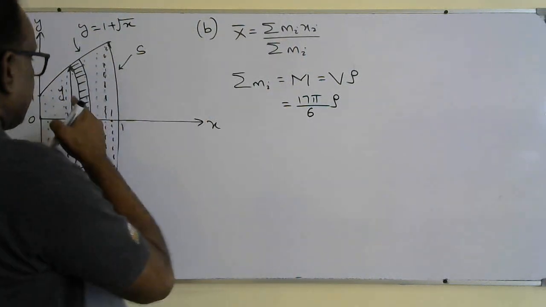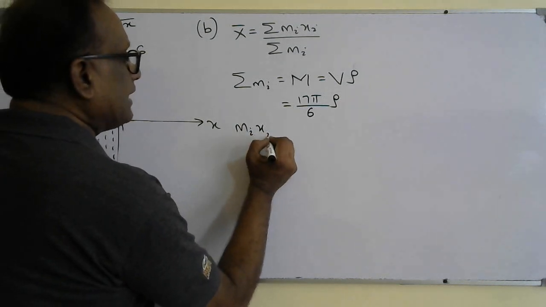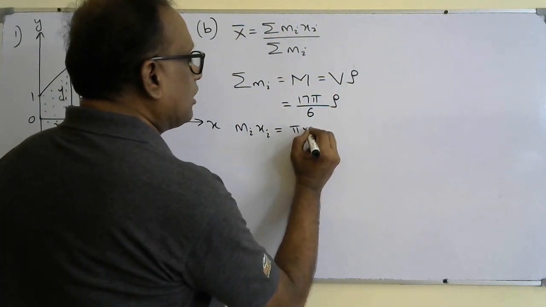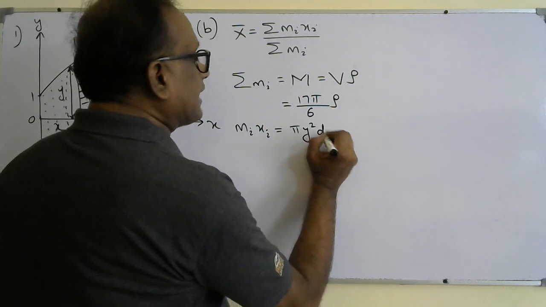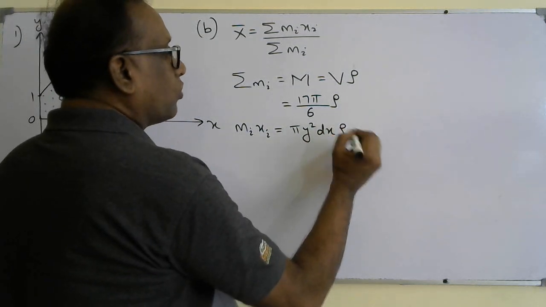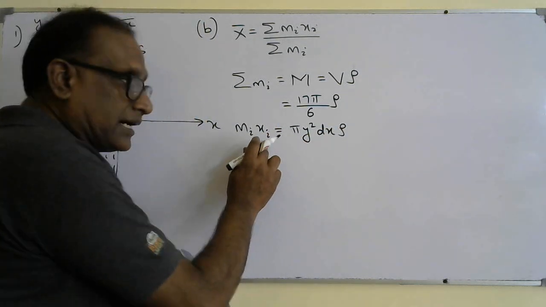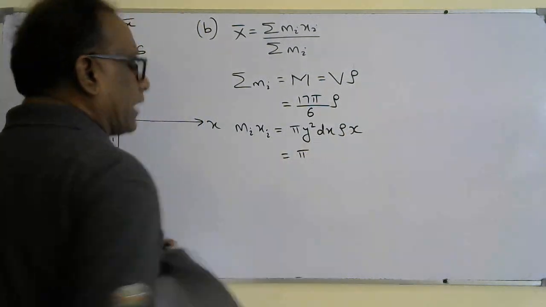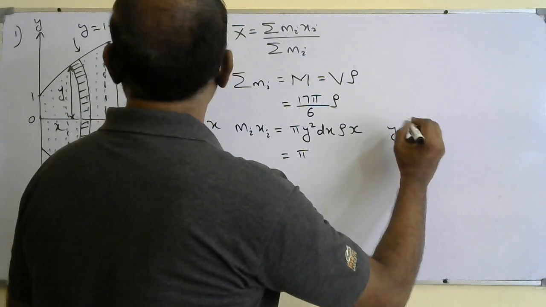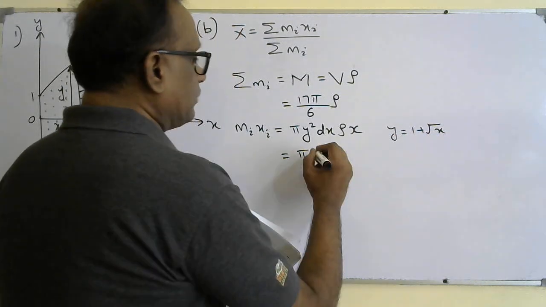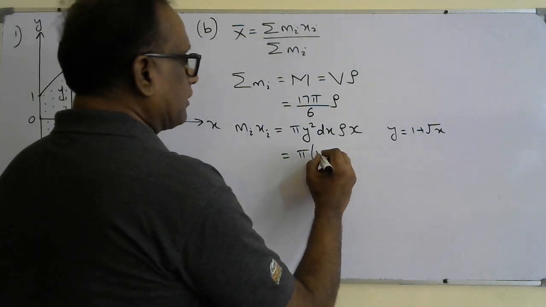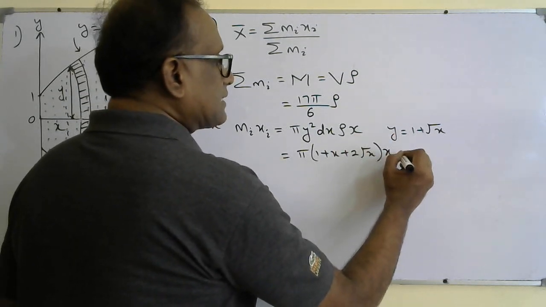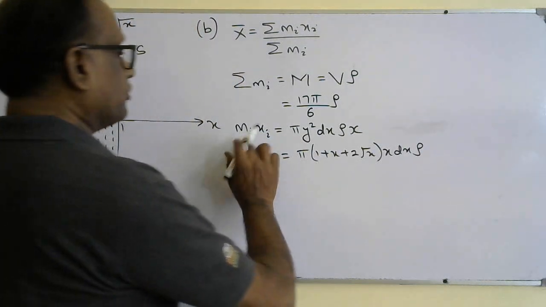Okay, so for each and every disk, mi xi is going to be: mi, the mass of a disk, is the volume of a disk, that is pi y squared, that is pi r squared, times dx, that is the volume of a disk, times rho, times xi. Xi is the distance of the center of mass of the disk from O, that is x. So that is going to be pi y squared, and I substitute y equals 1 plus square root of x. If you substitute that, you will get y squared as 1 plus x plus 2 root x. This x I am writing here, x dx rho. Okay, so that's going to be mi.